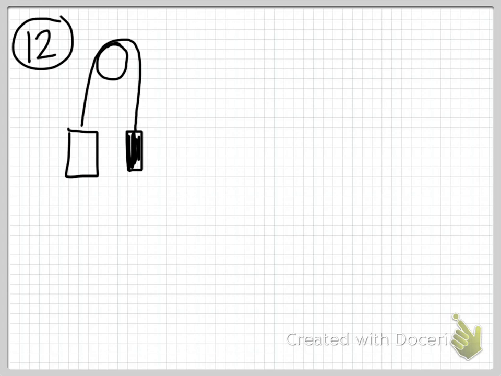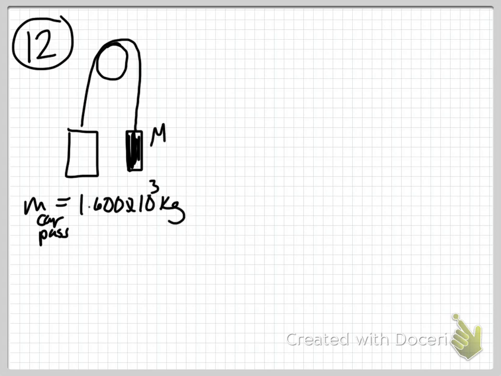Suppose a car with passengers has a mass of 1,600, so mass of car and passengers is 1.600 times 10 to the third kilograms. Mass of the counterweight is 1.200 times 10 to the third kilograms. Calculate the magnitude of the car's net acceleration as it falls from rest at the top of the shaft to the ground 25 meters below. And then calculate final speed.